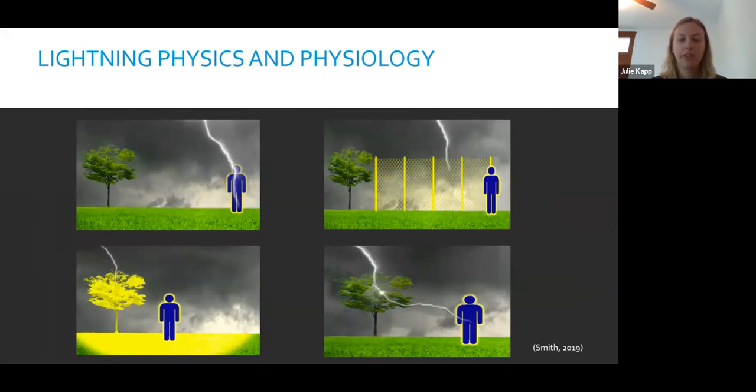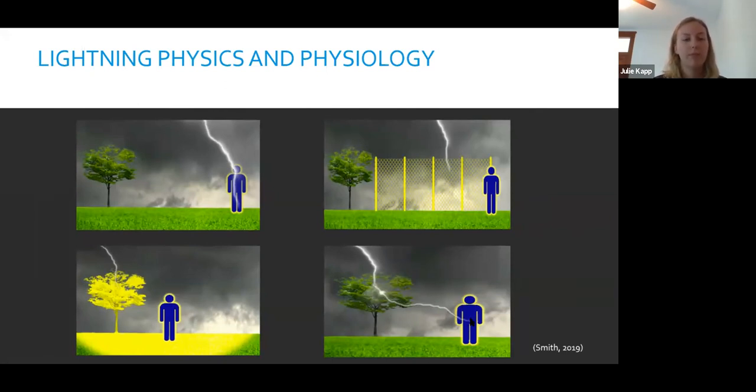Another type of injury is the side splash injury, and this happens when an object is struck and the lightning splashes or jumps to a nearby person. You can see that in the bottom right image. It first struck the tree, and then the electrical energy jumped to the person nearby.